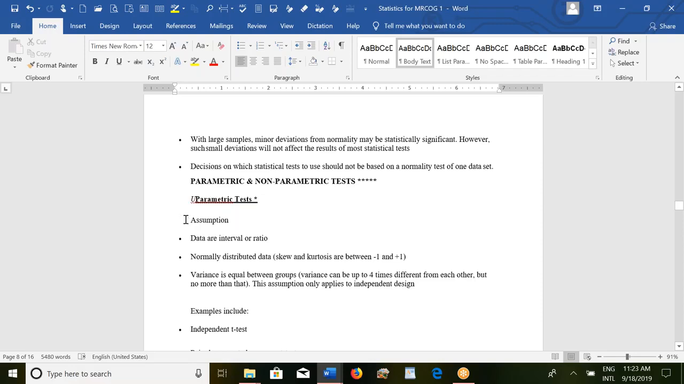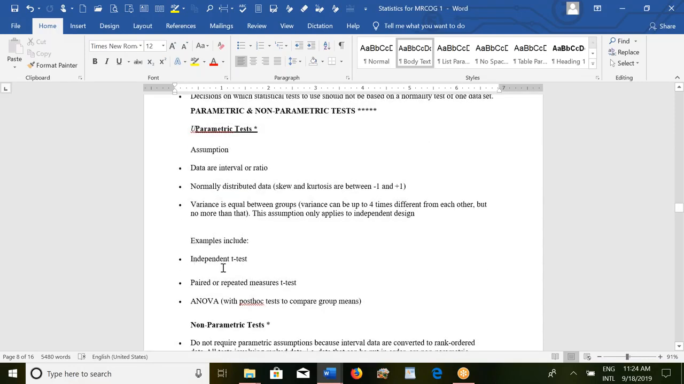There are certain assumptions: that data are interval or ratio, then normally distributed data, with skew and kurtosis between -1 and +1. Variance is equal between groups. Variance can be up to 4 times different from each other, but no more than that. This assumption only applies to independent designs. Examples include the independent t-test, paired or repeated measures t-test, then ANOVA tests to compare group means.